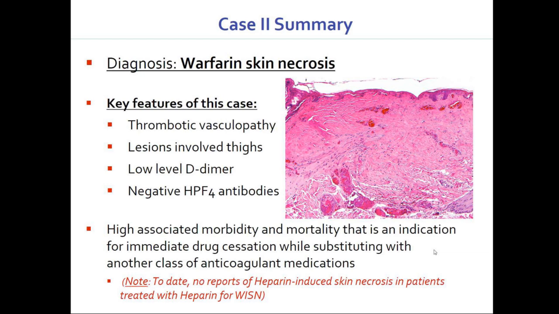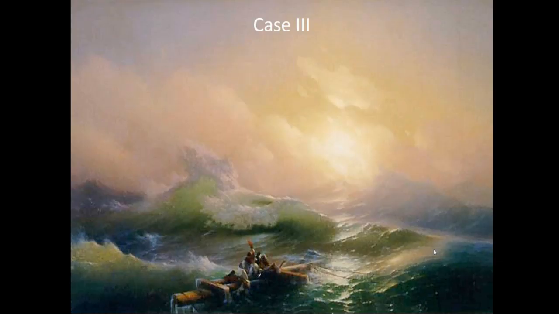This is an immediate indication for drug cessation, so the patient should be taken off warfarin and another class of anticoagulants should be used. To date, there have not been any reports of heparin-induced skin necrosis in the patients that were treated for warfarin skin necrosis. Let's take a look at another digital slide.